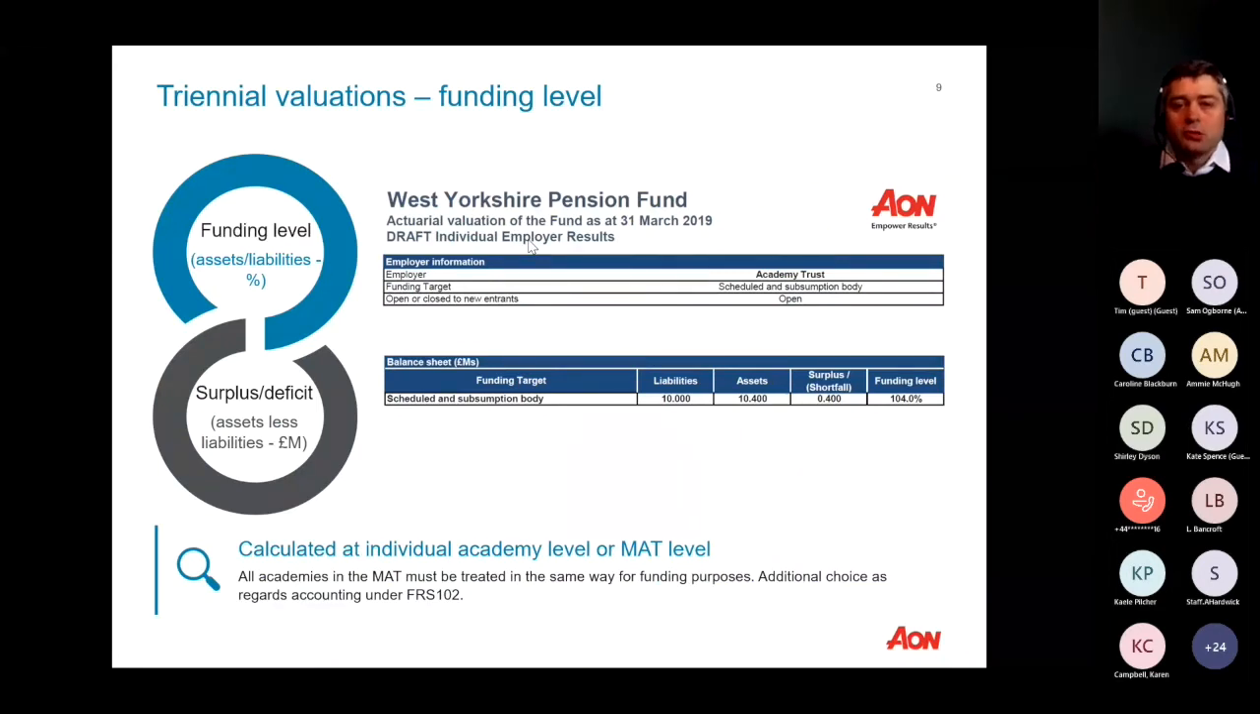As part of the 2019 valuation, we produce an individual employer results schedule for each academy or multi-academy trust, which sets out the key information, data, and results from the valuation. On the right, we have a printout of the results schedule, which we produce as part of the valuation. The schedule sets out information about the employer, so it includes the funding target. In the case of the academies, this is the schedule and subsumption body funding target.